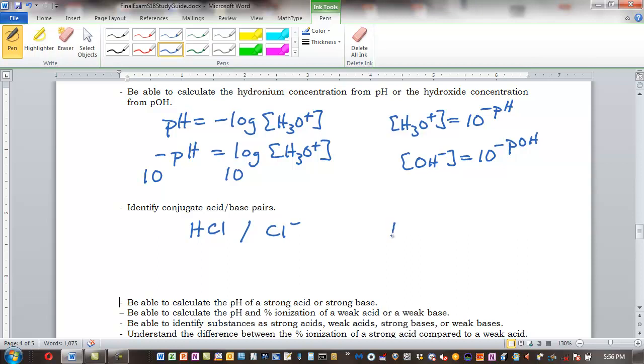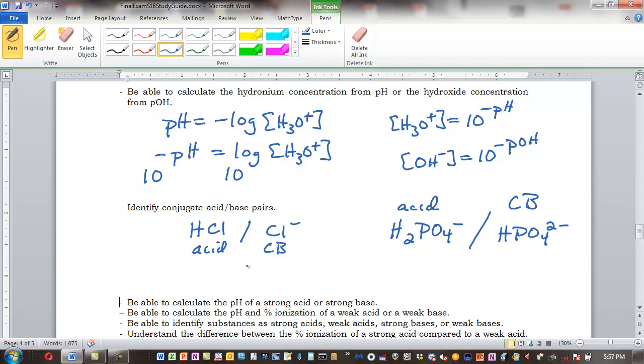What if I had something like H2PO4 minus, and this was the acid? What would its conjugate base look like? HPO4 2 minus. Again, it's only differing by a single hydrogen ion. We know this is hydrochloric acid, and this is its conjugate base. The acid has one more H+, or you can think of the conjugate base having one less. So if this is our acid, take away one hydrogen.